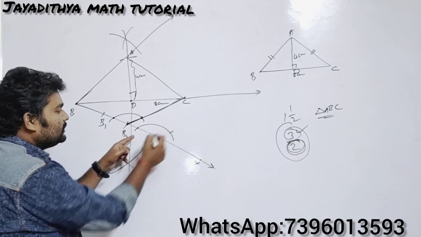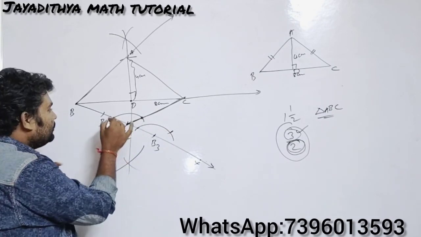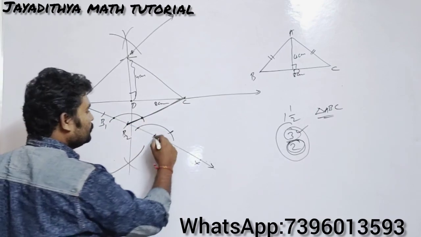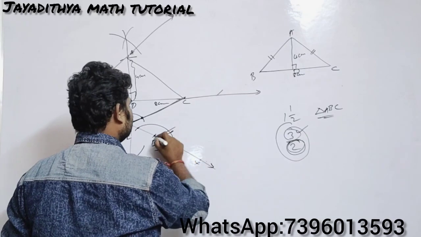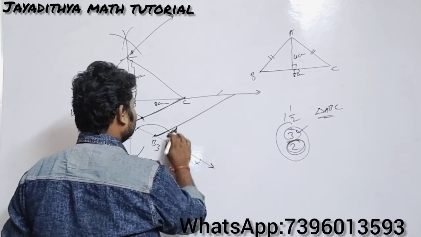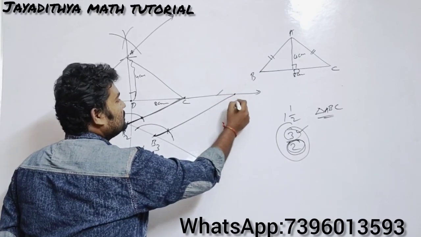From here you cut it. Okay, now from here onwards you cut it with the same distance that you measured here. Okay, so here the points are these ones. Then you join these two lines. If you join them, mark the point here as C dash.